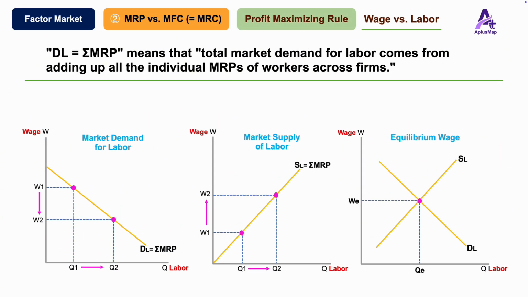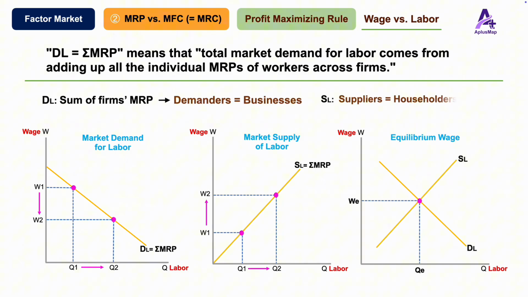So typically you'll see the wage rate on the vertical y-axis and the quantity of labor on the horizontal x-axis. And here's that point again because it trips students up. In the labor market, who are the demanders? Businesses. They demand labor. And who supplies it? That's us, households. We supply our labor. Got to keep that straight. It's the opposite of the product market.